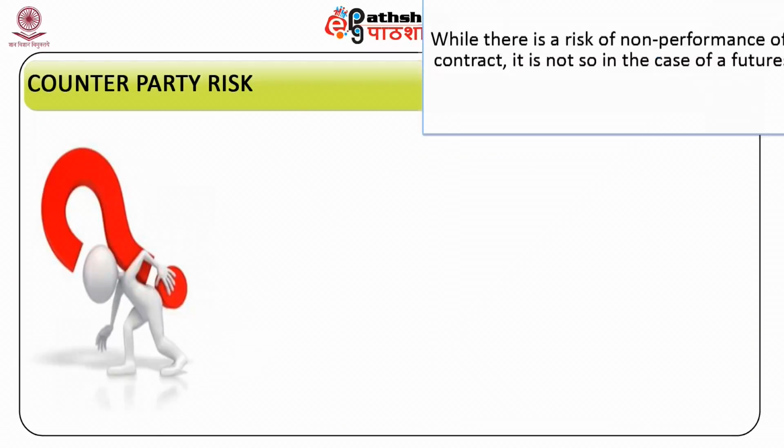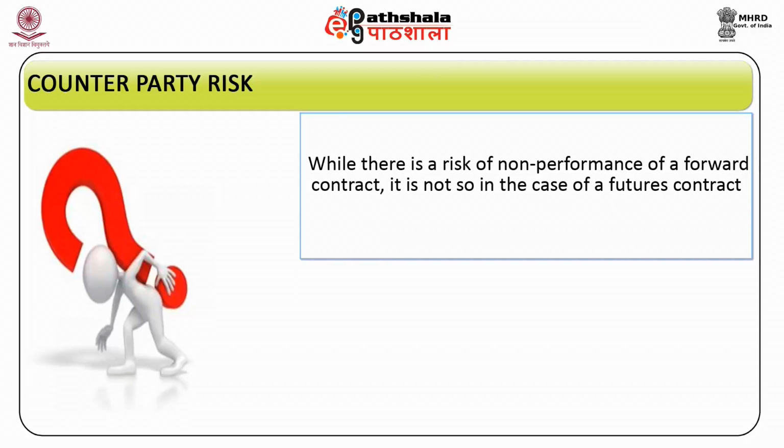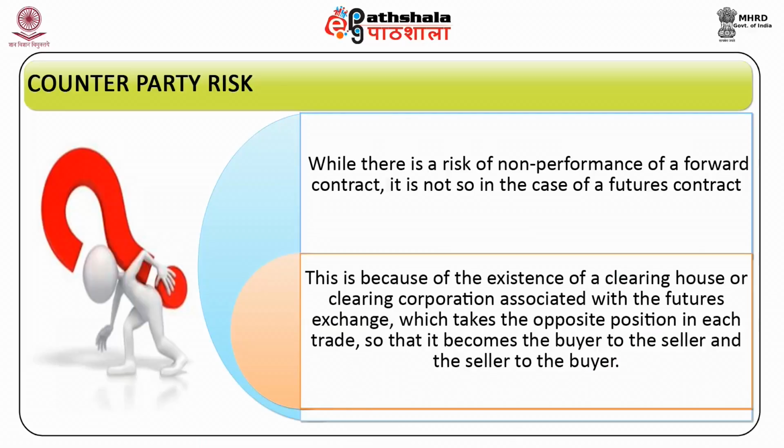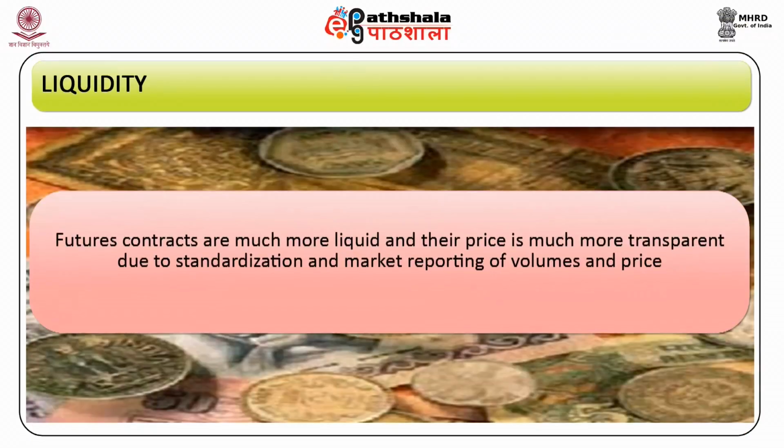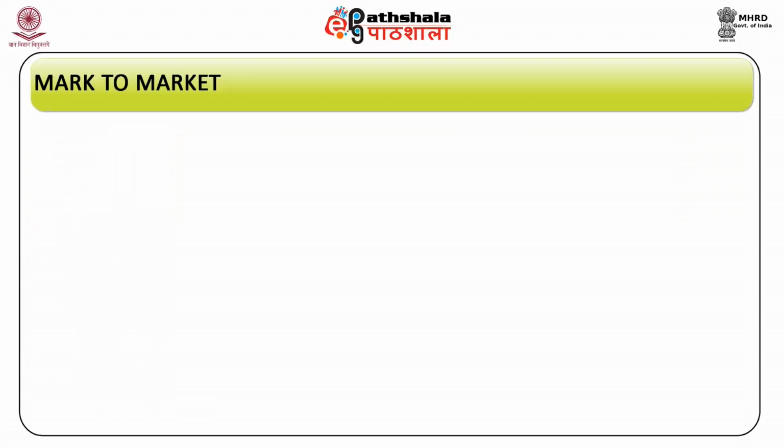Counterparty risk. While there is a risk of non-performance of a forward contract, it is not so in the case of futures contract. This is because of the existence of a clearing house or clearing corporation associated with the futures exchange, which takes the opposite position in each trade, so it becomes the buyer to the seller and the seller to the buyer. It acts as an intermediary for each contract. Liquidity. Futures contracts are much more liquid and their price is much more transparent due to standardization and market reporting of volumes and price.